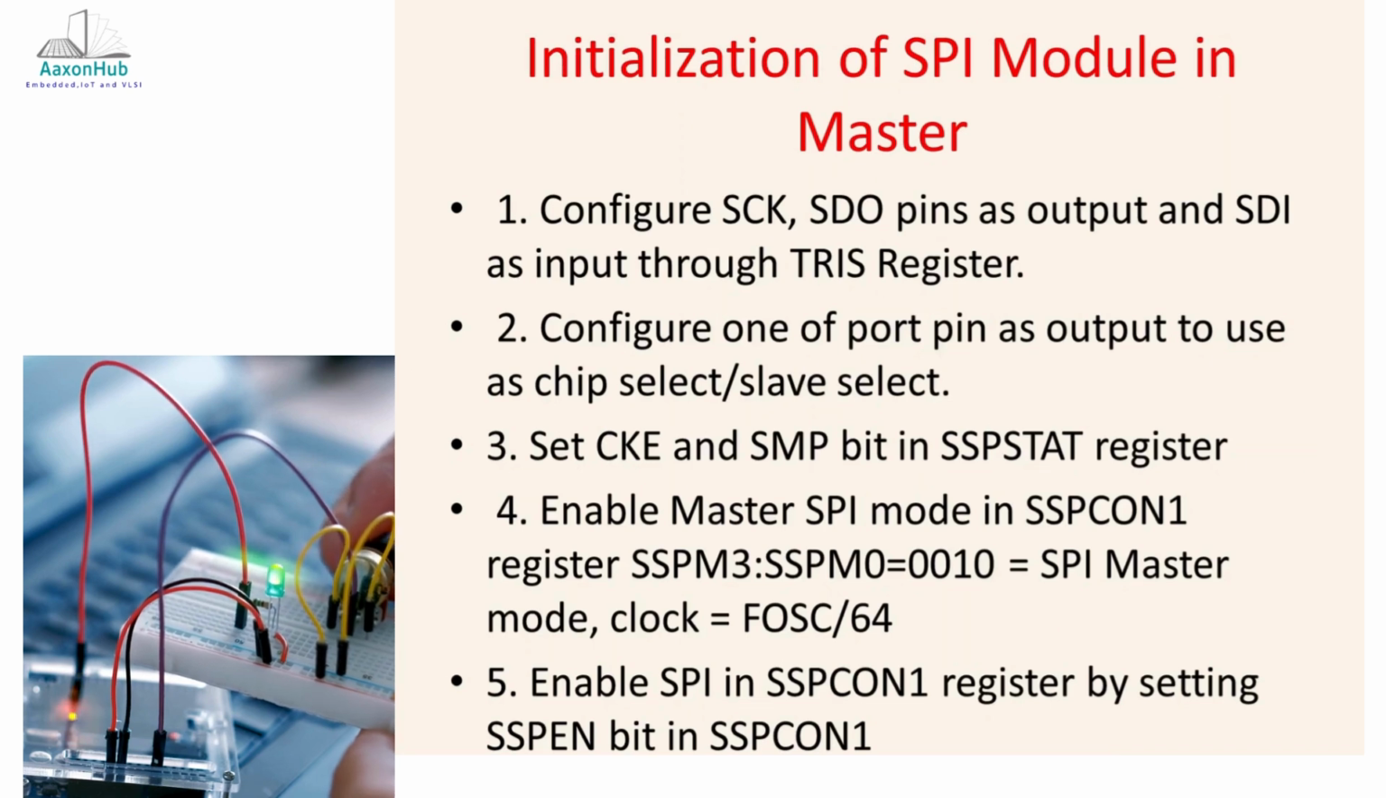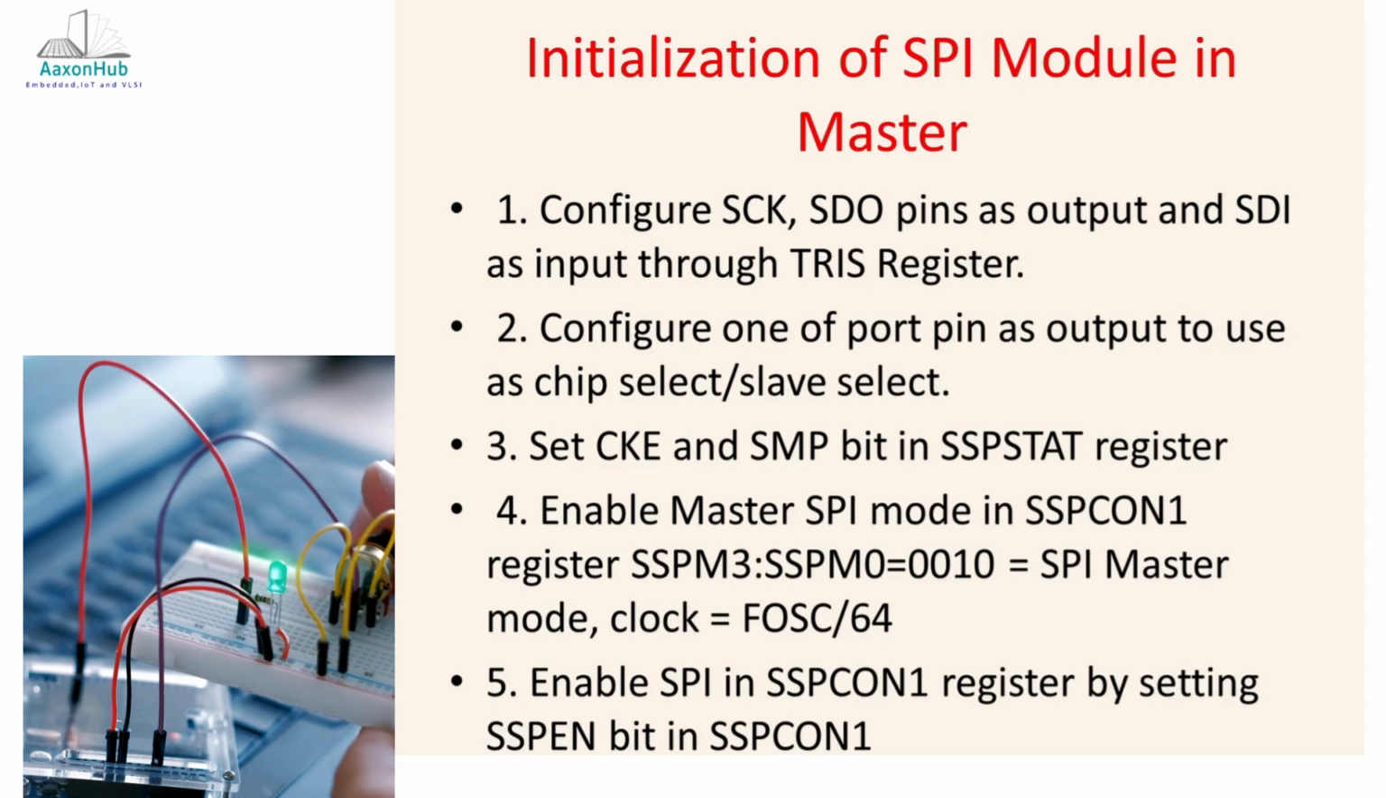Now let's check how to initialize the SPI module in master mode. There are configuration settings for master as well as slave. To configure your MSSP module under SPI mode as a master, whoever is initiating first becomes the master. So to configure the master, the SCK and SDO pins have to be set as outputs and the SDI pin has to be enabled as an input using the TRIS register. After that, to configure port pins as output, you need to select the chip select or slave select, because this is the output pin.